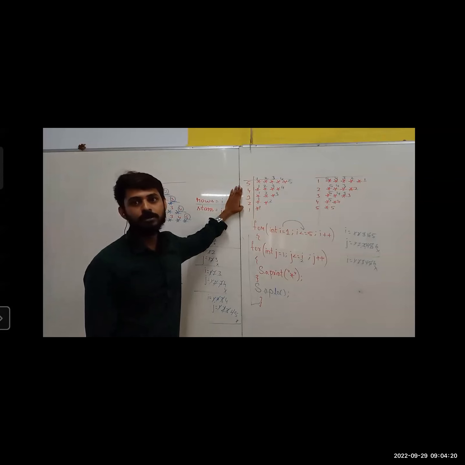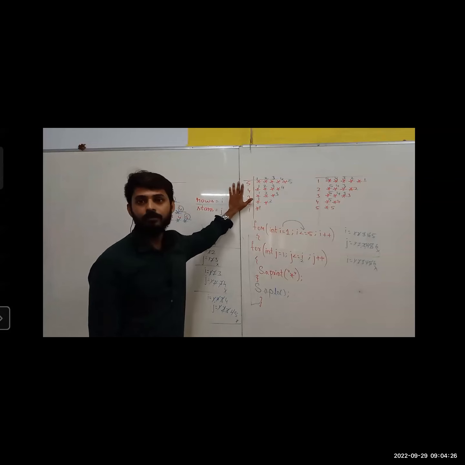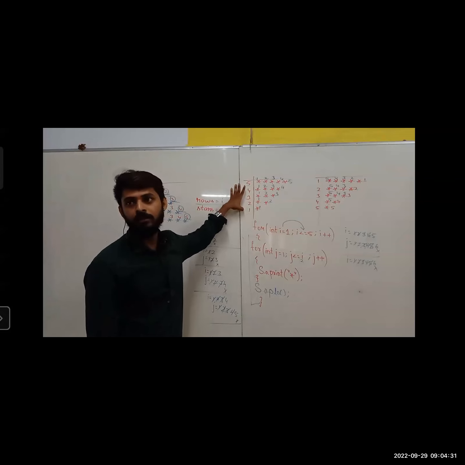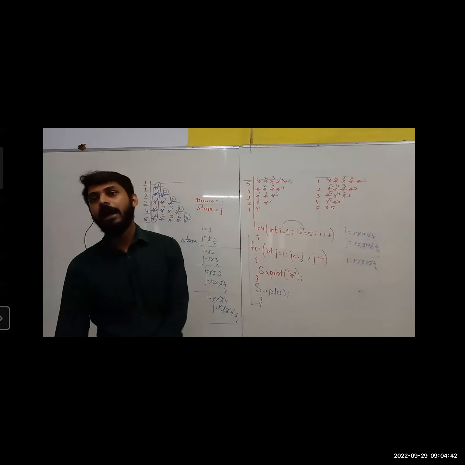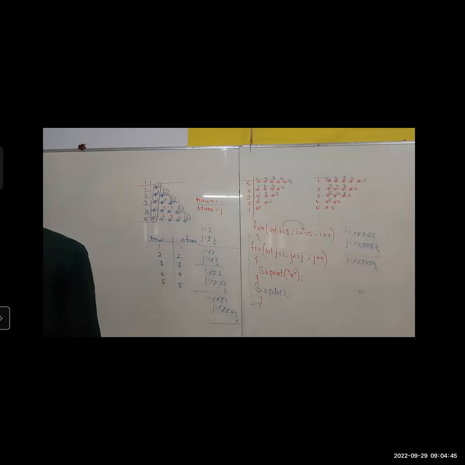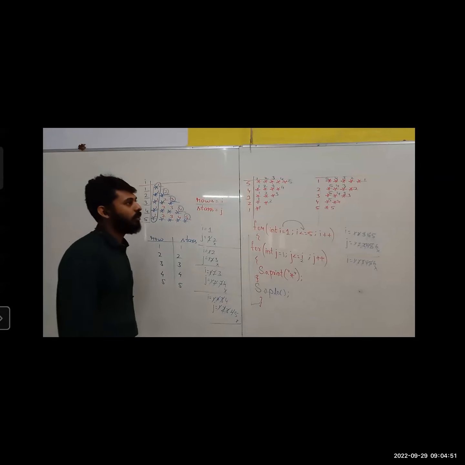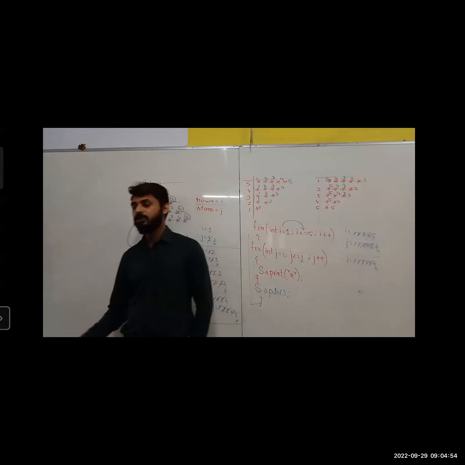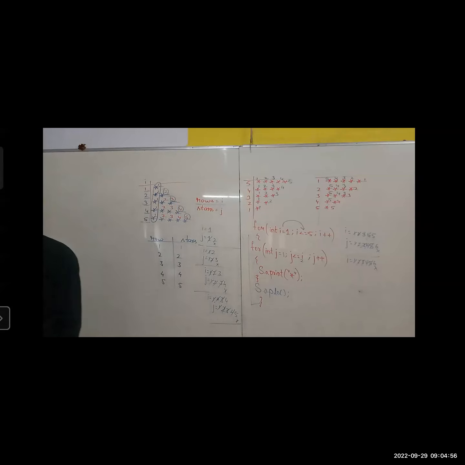You also know who is answering and who is not answering. Okay, I need not say anything. Starting from 5: I equal to 5, I greater than or equal to 1. Now observe, starting from 5, if you want to reach 1, should you decrement or increment? Decrement. I minus minus. I equal to 5, I greater than or equal to 1, I minus minus. Outer loop is done. Now comes the inner loop. What is the starting point in each row? 1 only, which means j equal to 1.